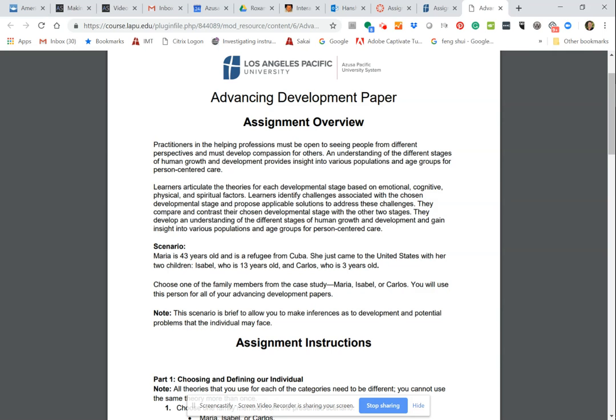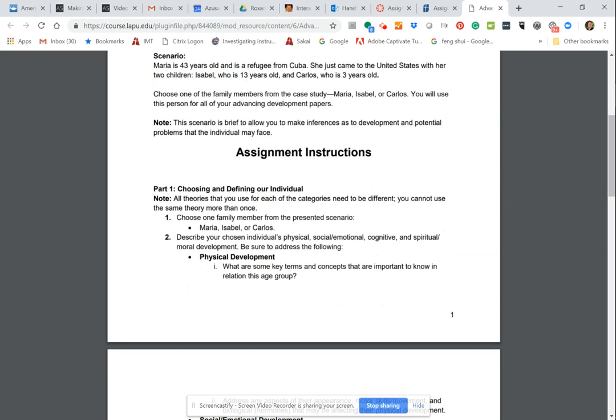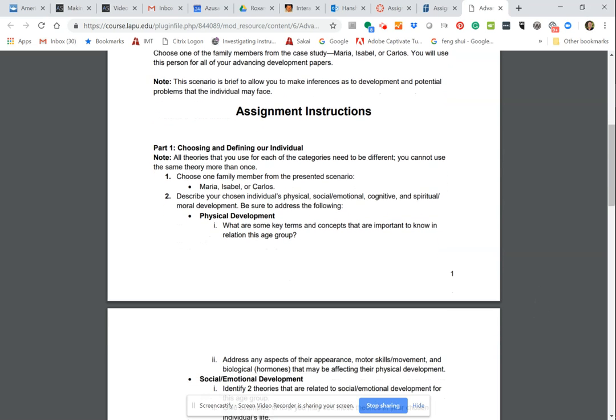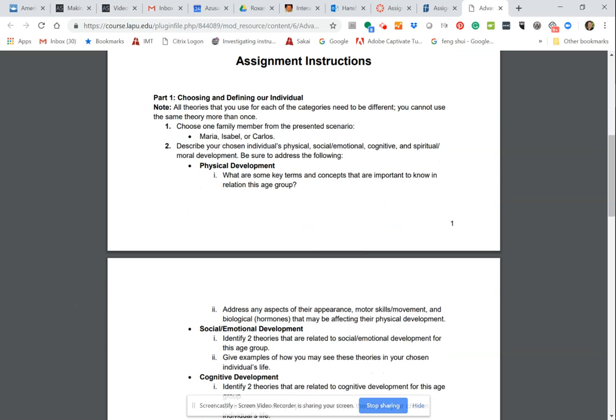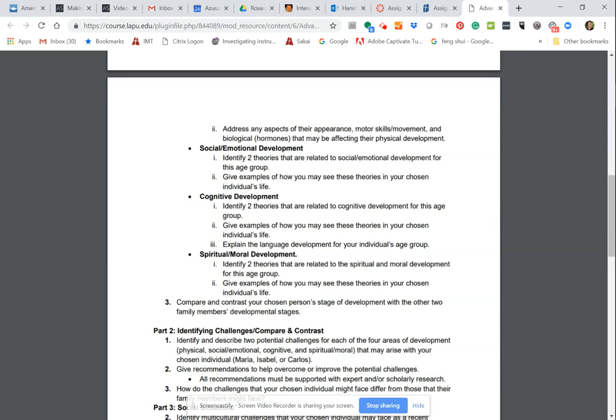So what we're going to do is look at these assignment instructions here, and you're going to choose one of the family members. You're going to describe the chosen individual's physical, social, emotional, cognitive, spiritual, moral development. Now, one thing, when you look at assignment instructions and they have these nice bolded statements, use those as headings in your paper.